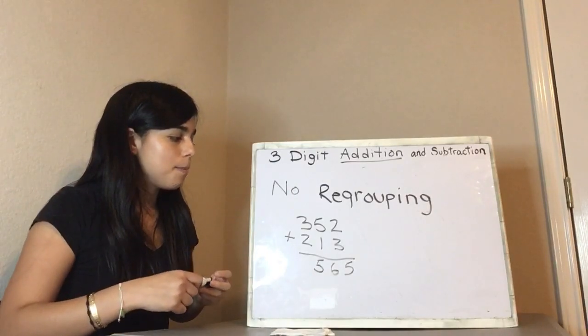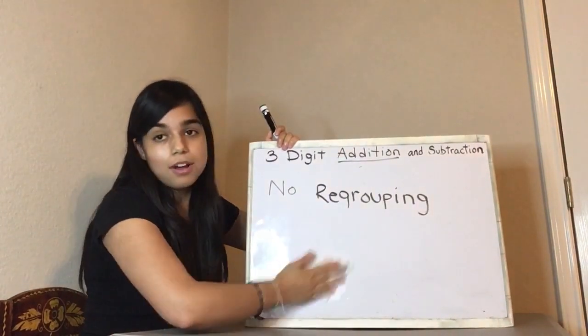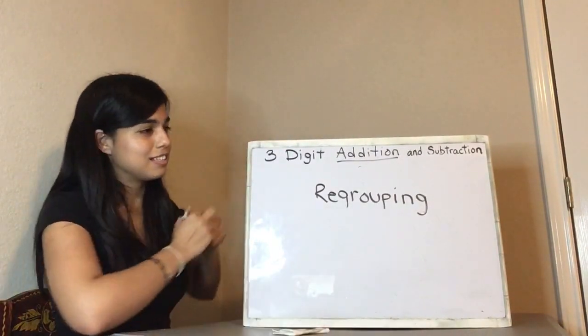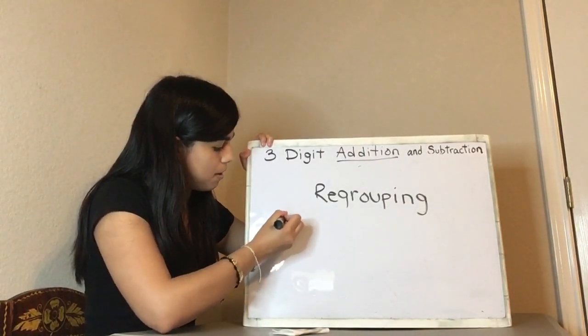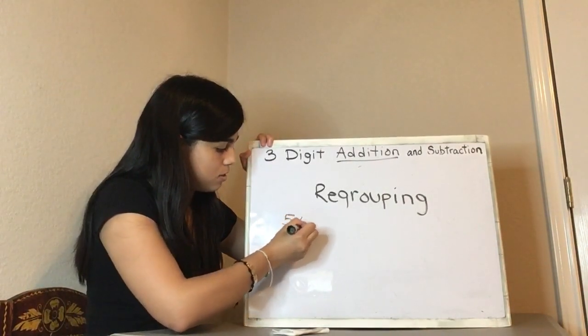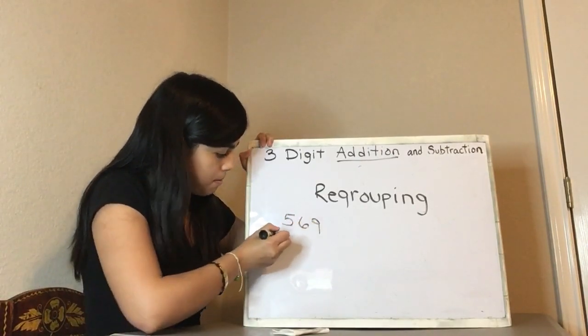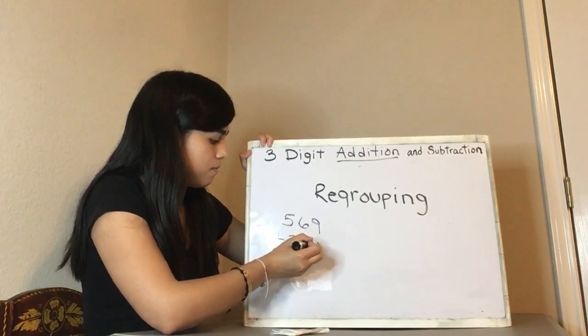Okay, do you guys remember how we add when we do have to regroup though? When it is regrouping. All right, let's see. Let's do 569 plus 212.